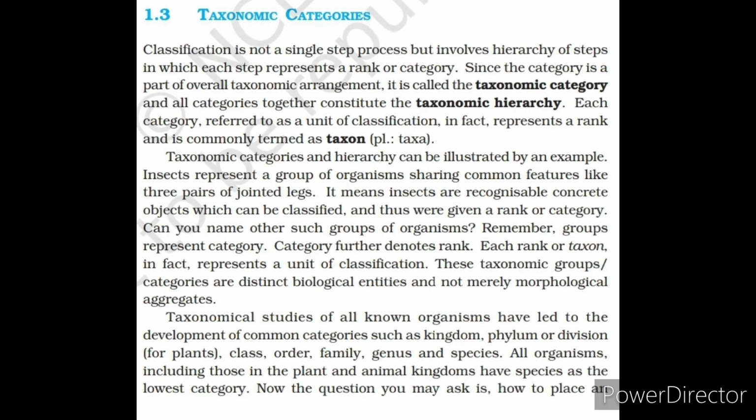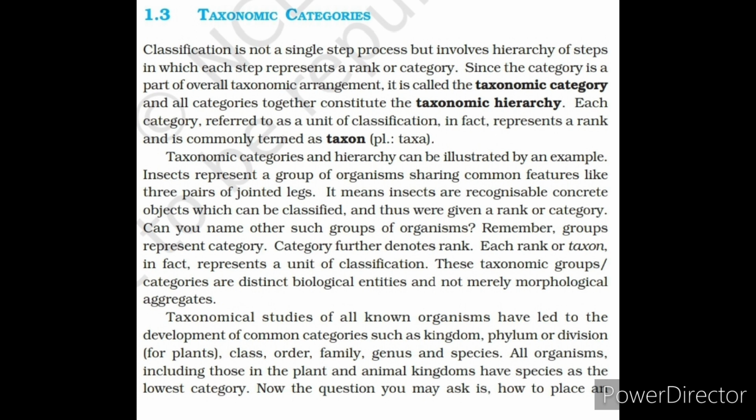Taxonomic categories. Classification is not a single-step process, but involves a hierarchy of steps in which each step represents a rank or category. Since the category is a part of the overall taxonomic arrangement, it is called the taxonomic category, and all categories together constitute the taxonomic hierarchy.